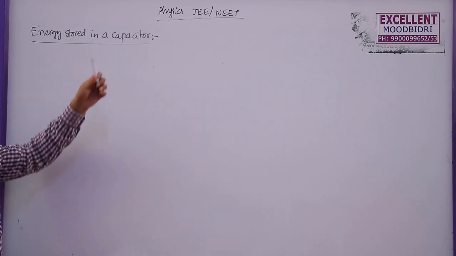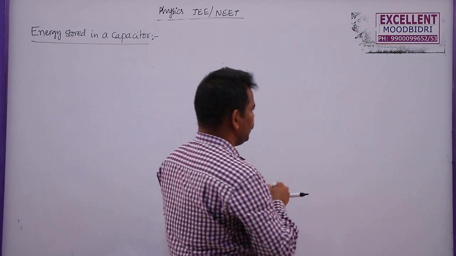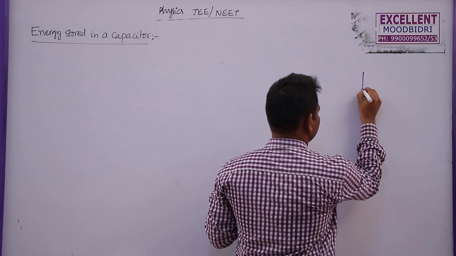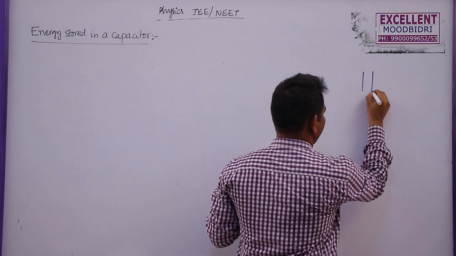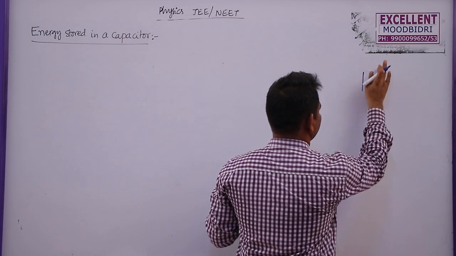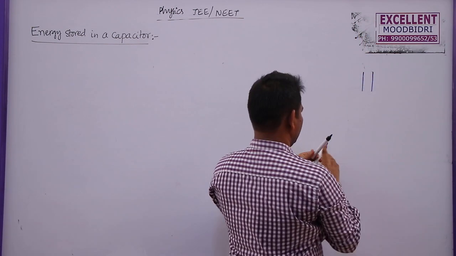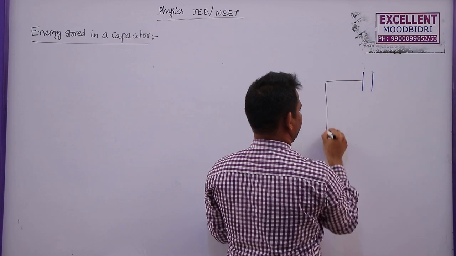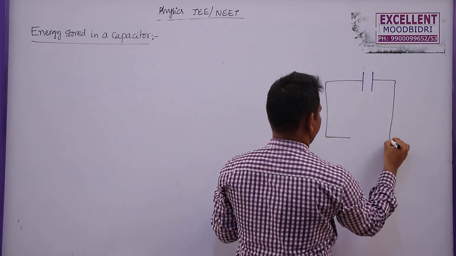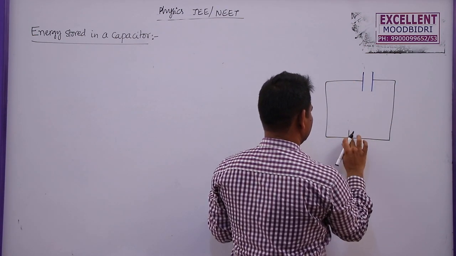Energy stored in a capacitor. Now let me take a capacitor here. A capacitor is denoted with two parallel lines of equal size, and this is connected to a battery here with the help of wires. So this is a battery.